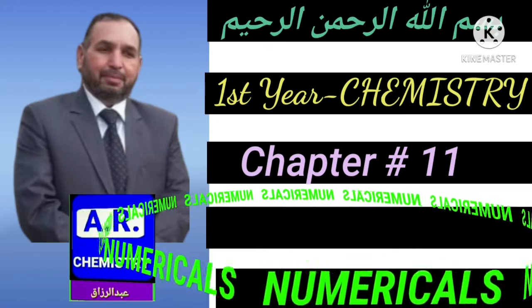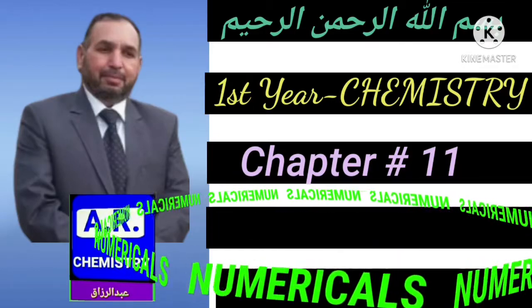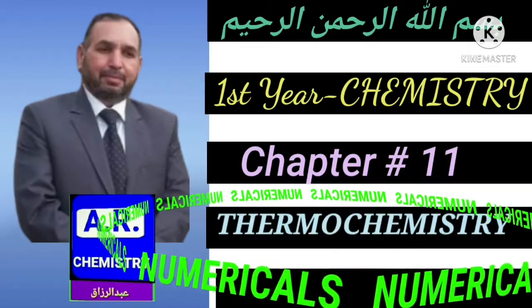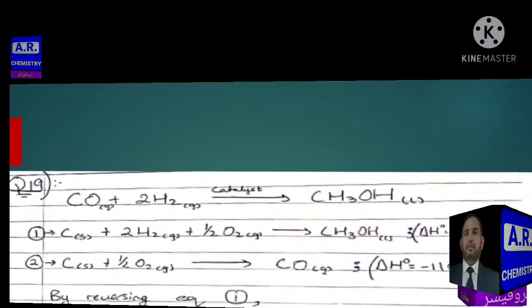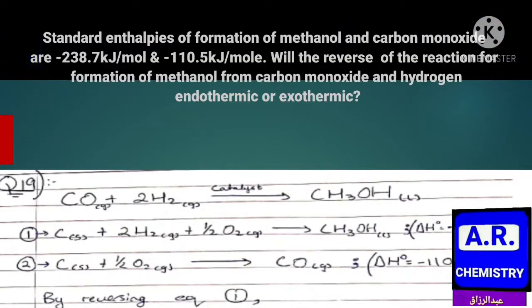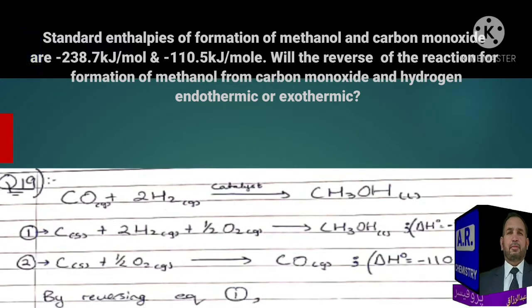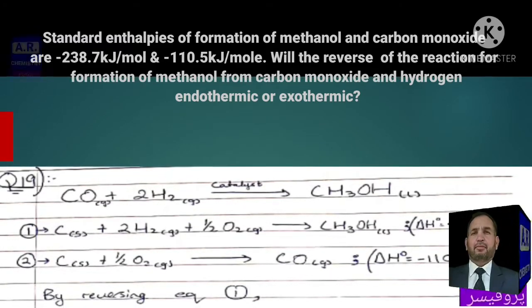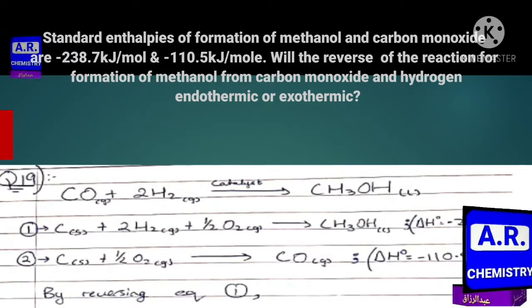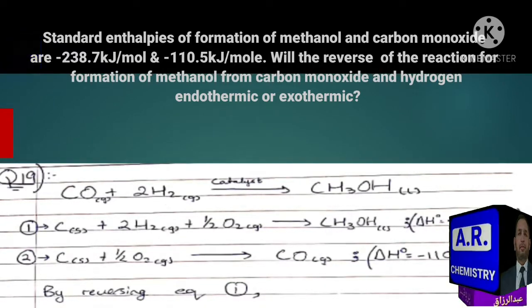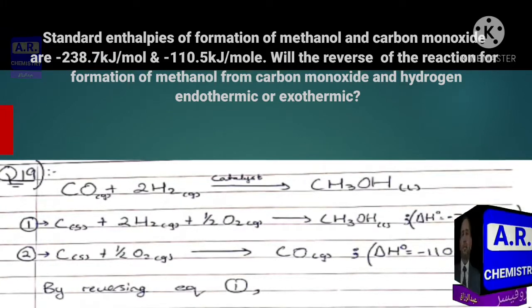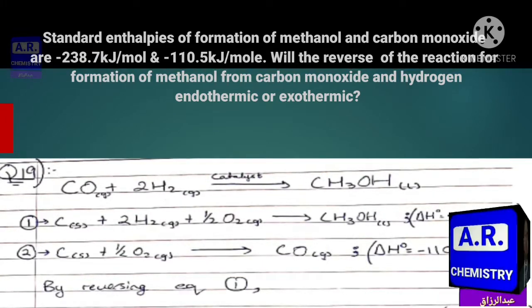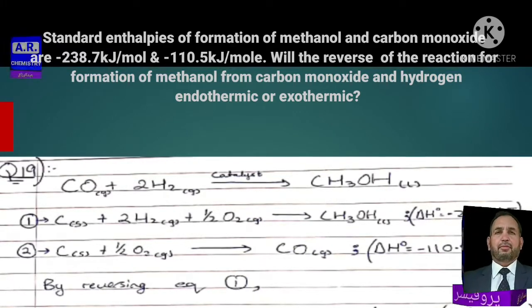We shall continue numericals of the thermochemistry, and today question number 19 is under discussion. Question number 19 is that a reaction is given which is carbon monoxide plus H2 gives us methanol, and you are to tell whether the reverse of this reaction is exothermic or endothermic.